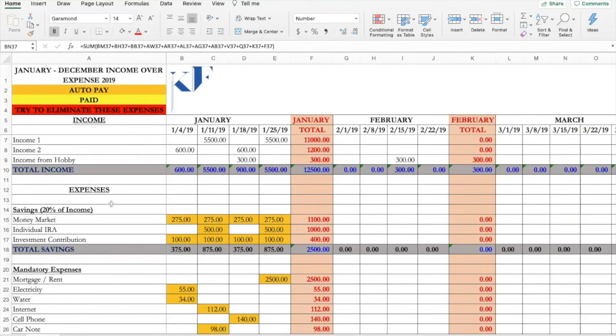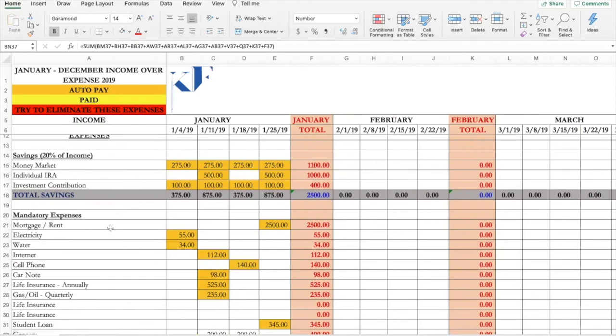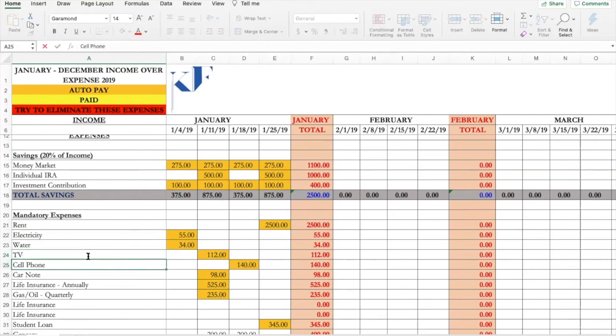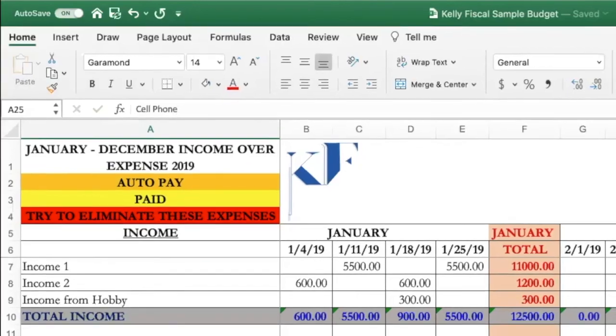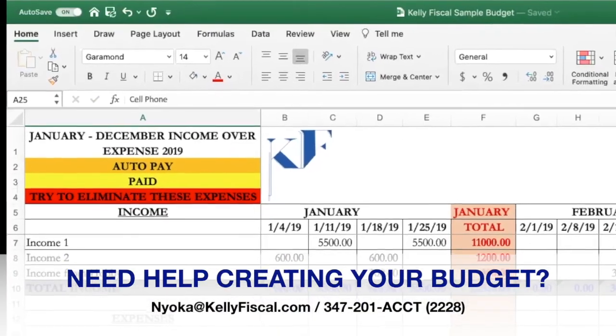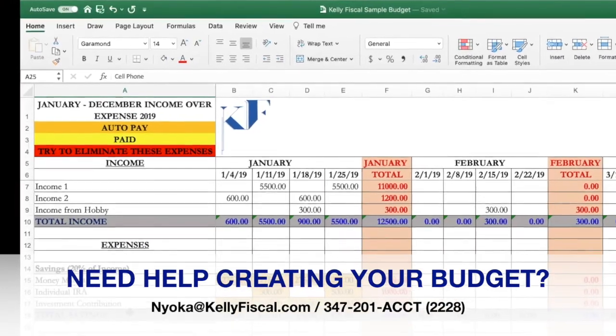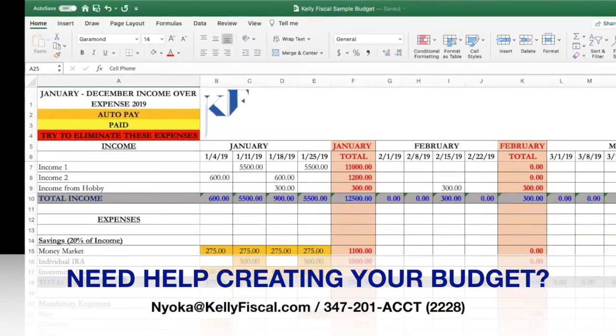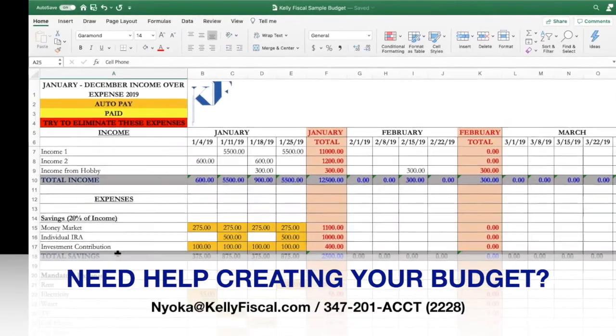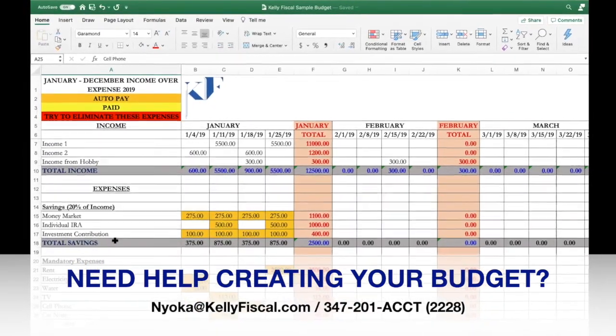You can tweak the information as you want. So instead of having mortgage, why not just have rent? Instead of having internet, why not have TV? So you can tweak it as you go along. And this is a budget that is available for anyone. If you need assistance, reach out to me. We can review your finances together, and we can create a simple budget that is workable for you.